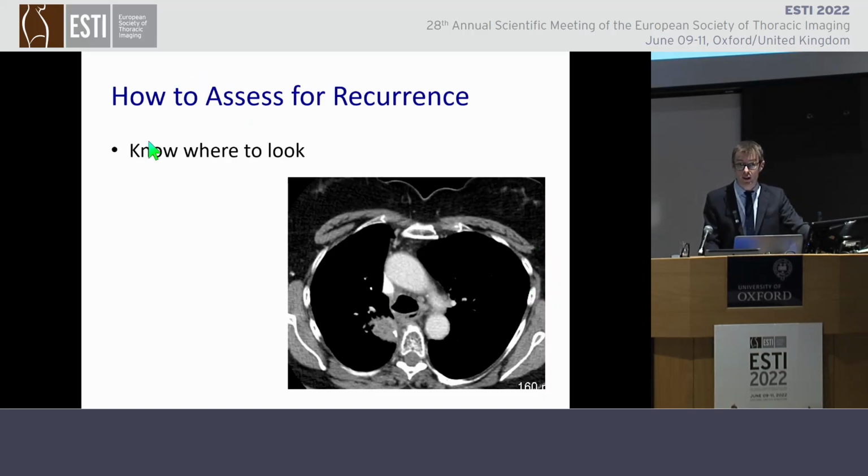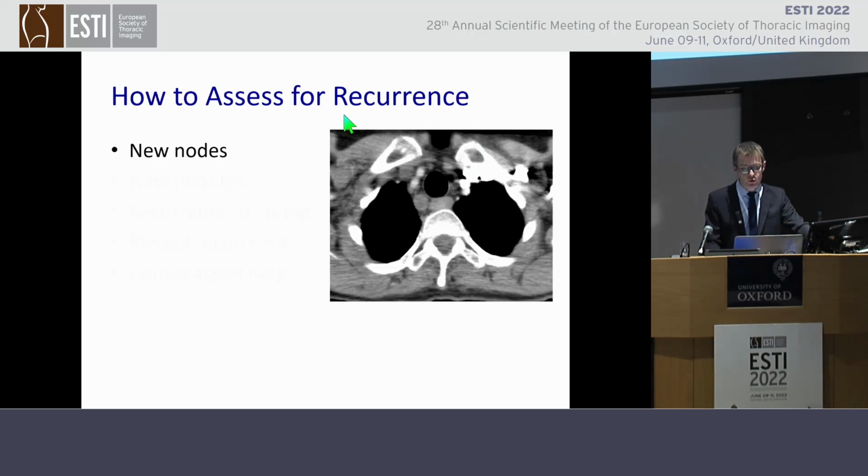You also need to know where to look, where the most common sites for recurrence are. Certainly nodes within the thorax are the most common, so it's important to carefully scrutinize your nodal stations. Usually, if you've had a mediastinal lymph node dissection, they tend to recur outside of where the dissection has occurred. Not always, but this patient had a right lower lobe tumor, and they wouldn't have removed the station 2R nodes. This patient got a recurrence in 2R.